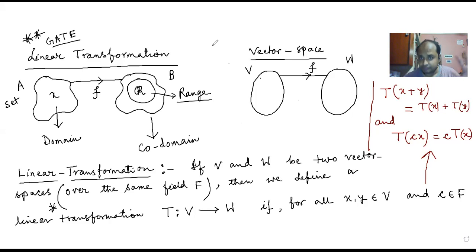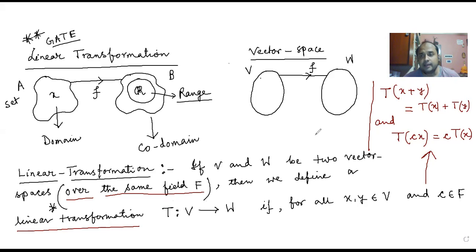So let me start once again afresh. If we have two vector spaces V and W, then we can define a function from V to W. One extra condition is there: these two vector spaces must be defined over the same field capital F. Then we can define a function from V to W, and we are naming this function capital T. This function will be called a linear transformation if the following conditions are satisfied.